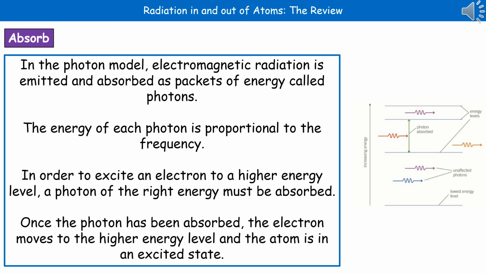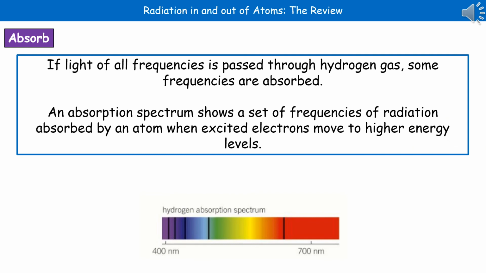If we pass light of all frequencies through hydrogen gas, then some frequencies are absorbed. So we can create an absorption spectrum which shows the set of frequencies of radiation absorbed by an atom when excited electrons move to the higher energy levels, and you can see it at the bottom there.